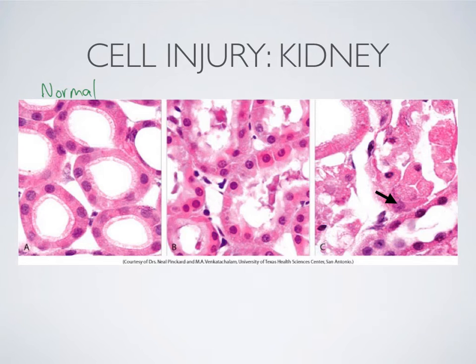Over here, this is a kidney that's undergone reversible injury. So what are the things you see in these cells? What's that? Swelling. Yes, some of these cells are swollen. So this cell right here looks much bigger than what you would normally expect to see in a renal tubular cell. So you see swelling. What else do you see?